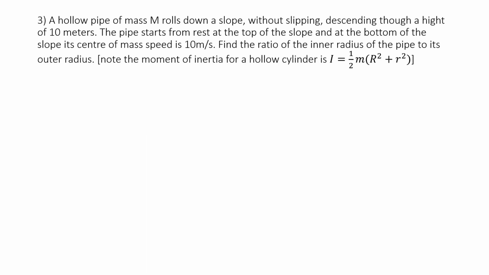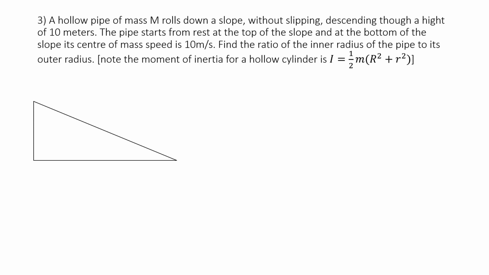A hollow pipe of mass m rolls down a slope without slipping, descending through a height of 10 meters. The pipe starts at rest at the top of the slope, and at the bottom of the slope, its center of mass speed is 10 meters per second. Find the ratio of the inner radius of the pipe to its outer radius. Note the moment of inertia for a hollow cylinder is given by I equals 1 over 2 m (R squared plus r squared). So let's draw a diagram first.